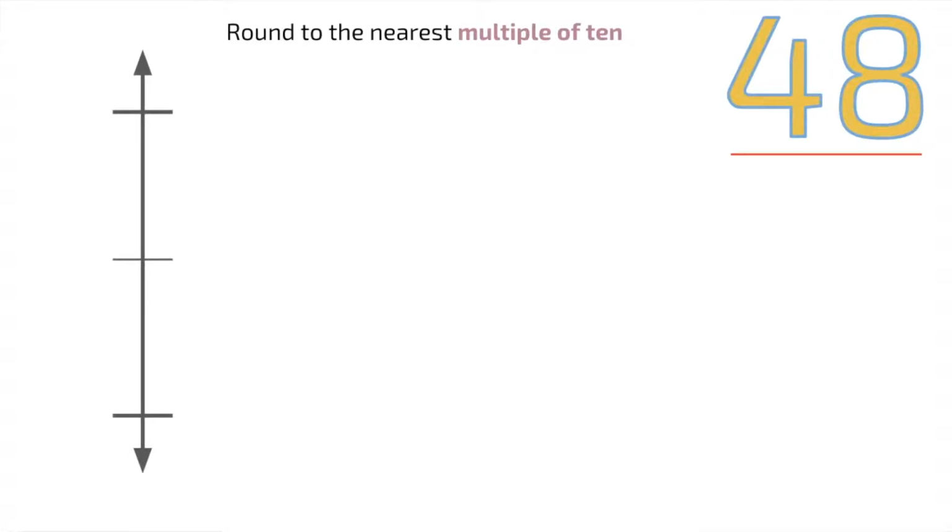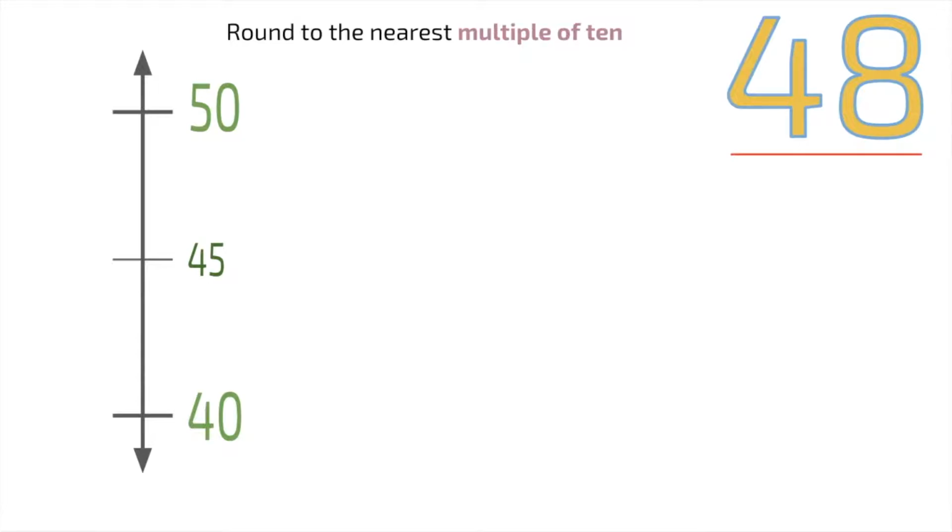Let me get my number line ready. What multiples of 10 surround the number 48? Well, I know 48 is more than 40 and less than 50. 48 is somewhere between 40 and 50. I like to find the midpoint first. That'll help me out. So right in the middle of 50 and 40 is 45.